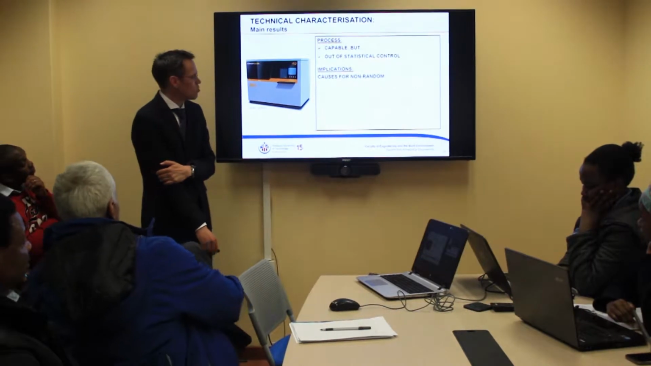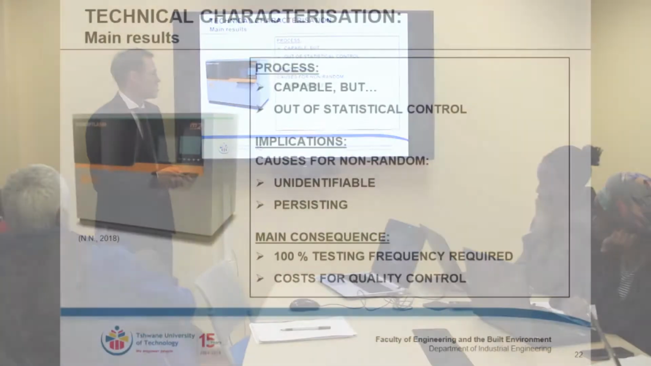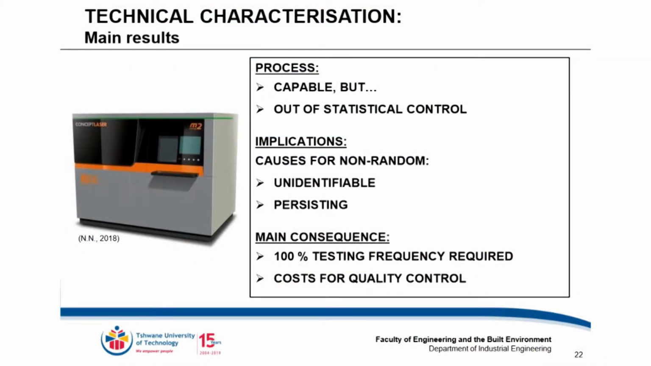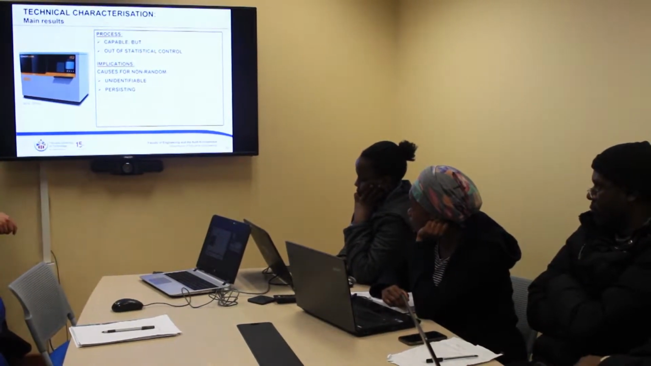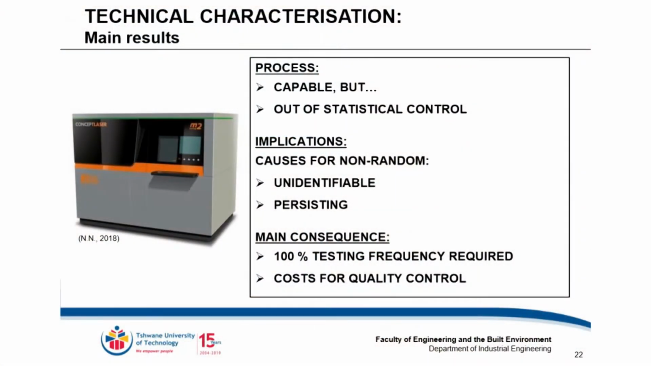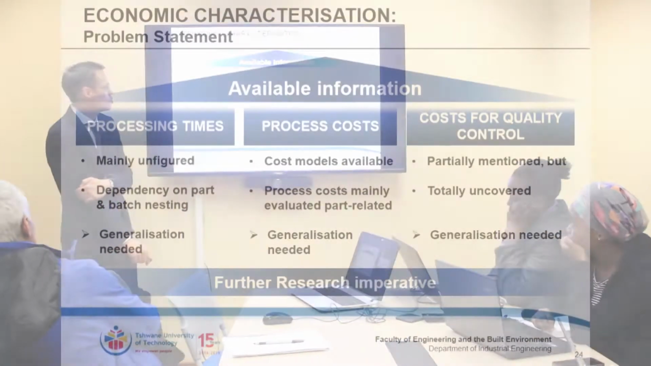From a process control perspective, there are reasons for non-random variation in the process. These reasons are unidentified and they persist in the process. So if we want to produce heavily loaded structural or safety-related parts, the consequence is that we have to do 100% testing on each process result. We have to verify for each process result that the main material properties are still maintained. And this causes costs for quality control, which are mainly unfigured in related literature.